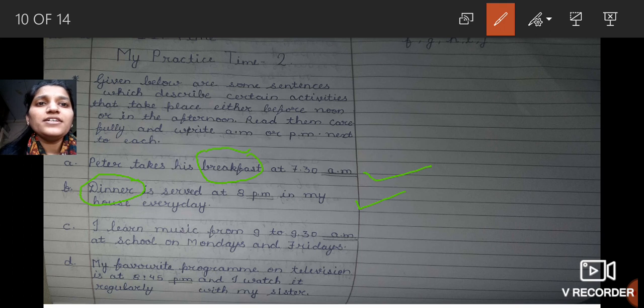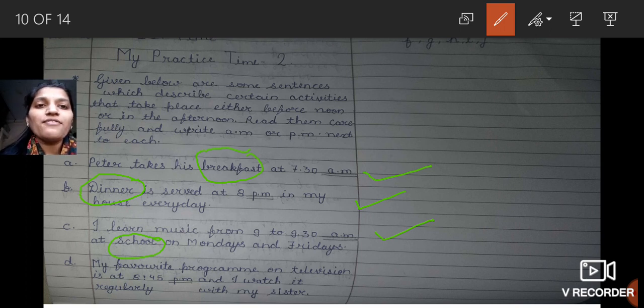After that, I learn music from 9 to 9:30 am at school on Mondays and Fridays. So here I learn music from 9 to 9:30, but where? Here we can see that the word school is there. So we know that we go to school in the morning itself. We don't go to school at night, right? So we go to school in the morning. So 9 to 9:30 am. The answer will be 9 to 9:30 am.